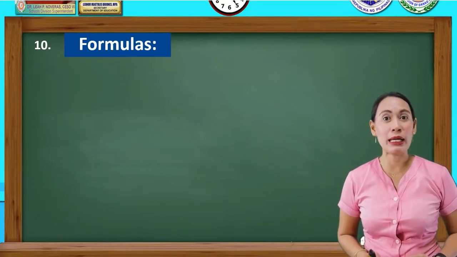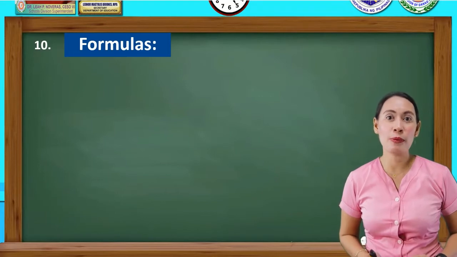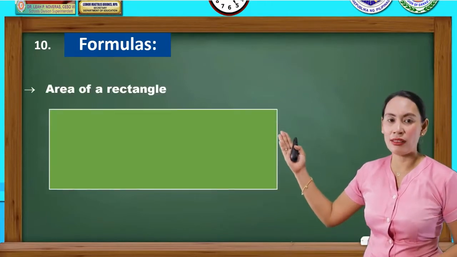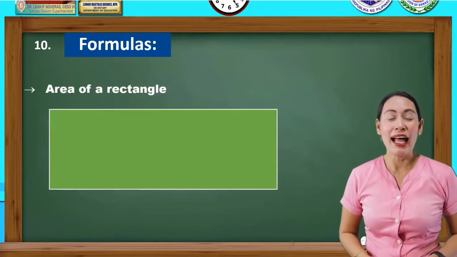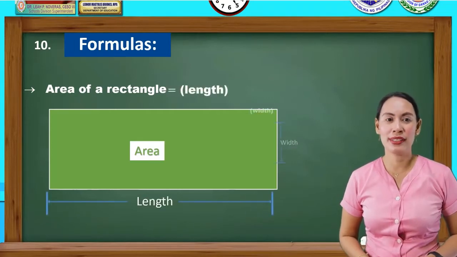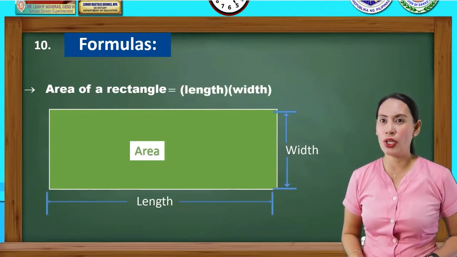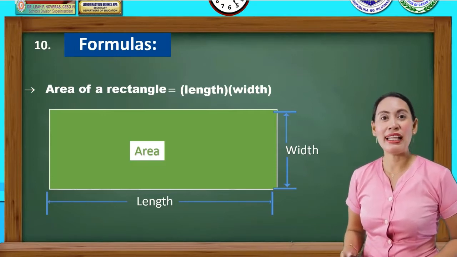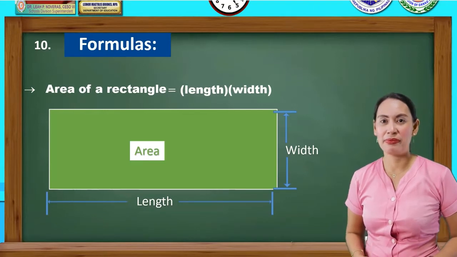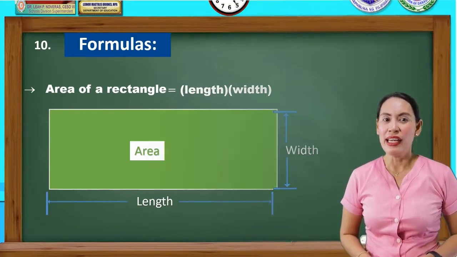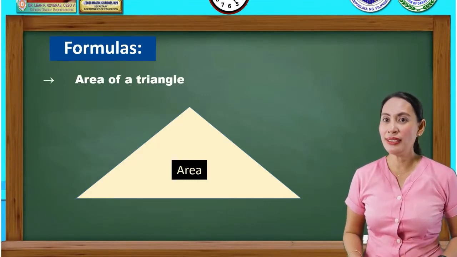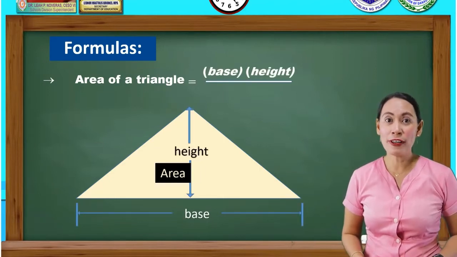Number 10, formulas. I said earlier, there are problems like geometry that illustrate quadratic equations. Thus, we need to recall some geometric formulas that you learned from your previous lessons. Like area of a rectangle, that is equal to length times width. A square is a rectangle, so the area is equal to side times side, or s squared, since the length and the width are the same. Next, area of a triangle, that is equal to base times height over 2.